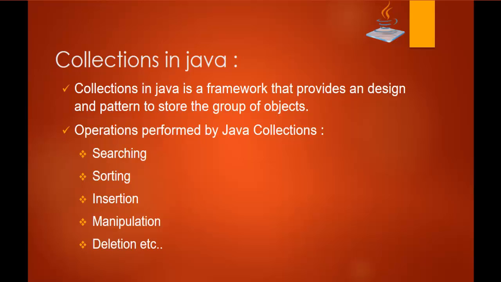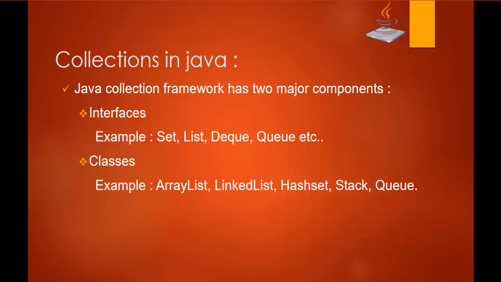We have these facilities provided in Java collections. You can search, sort, insert, manipulate and delete. The Java collection framework is built using two major components: one is the interfaces and the other is a set of classes. The interfaces are Set, List, Deque and Queue, and the classes are ArrayList, LinkedList, HashSet and Stack. These are the two components mainly necessary to build the Java collection framework.